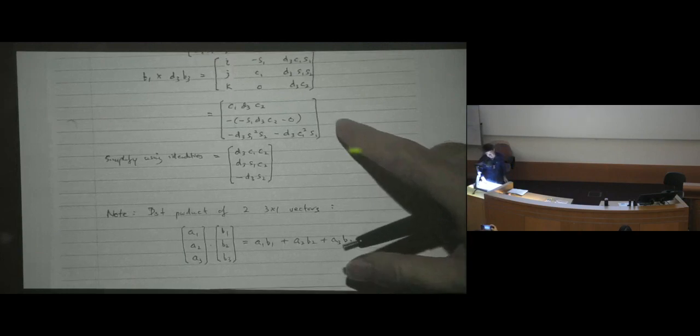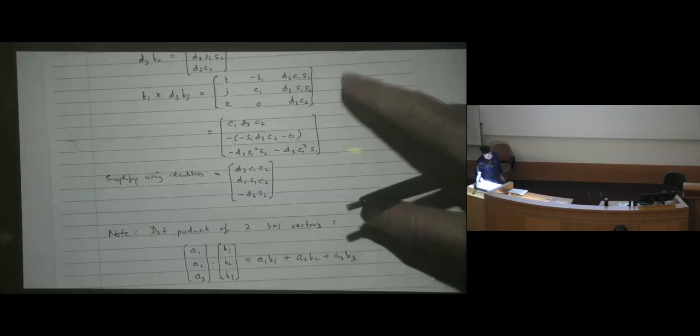Most of the time, we do a cross product of two row vectors. But in our case, the position vectors are represented as column vectors. So you do the multiplication, and you end up with this. Then you simplify, and you end up with B1 cross D3 B2 equal to D3 C1 C2, D3 X1 C2, minus D3 X2.